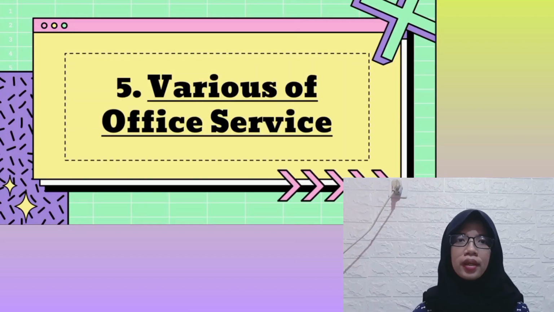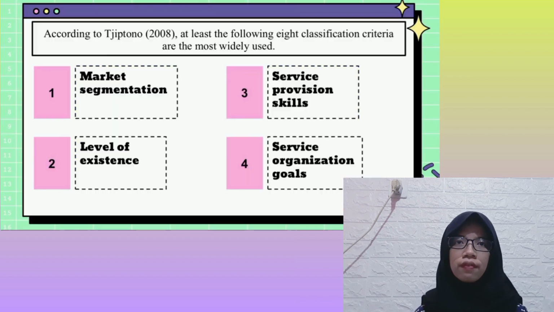5. We will explain to you about service classification. The logical consequence of the existence of various variations in the combination of goods and service is that it is difficult to generalize service without making further distinctions. So far, many experts have proposed a service classification scheme depending on their respective perspectives.